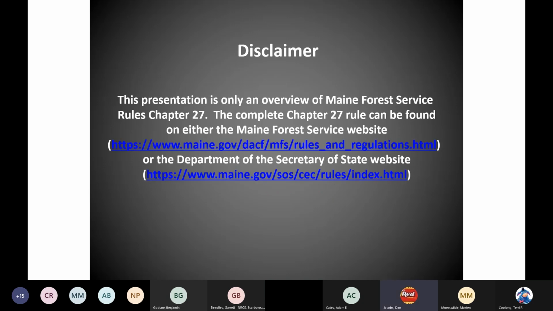And this is my little disclaimer. Like I said, this is just going to be an overview. If you'd like to see and read the complete rules, there's two really good sources, either the Maine Forest Service website on the rules and regulations page, or you can go to the Secretary of State website, or you could contact one of the district foresters if you're having trouble finding these online.